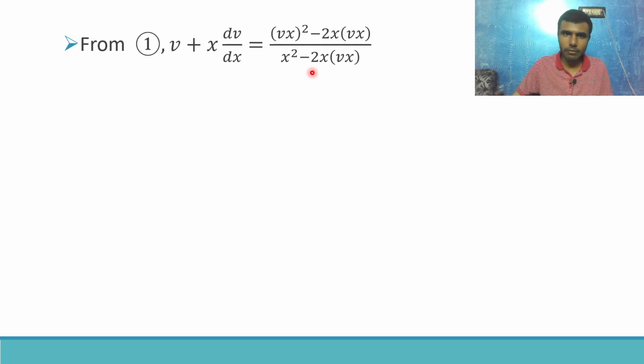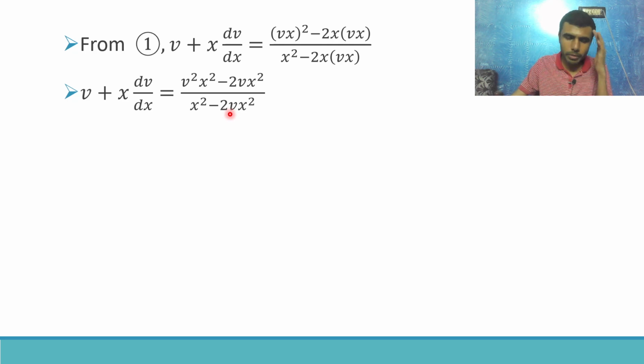Now next what can we do? Let's start simplifying the RHS a little. Vx whole square, what is ab whole power m? Ab whole power m is nothing but a power m into b power m. So this would be nothing but v square into x square minus 2x into vx. So 2vx square I'd get here, 2vx square. I hope it's clear.